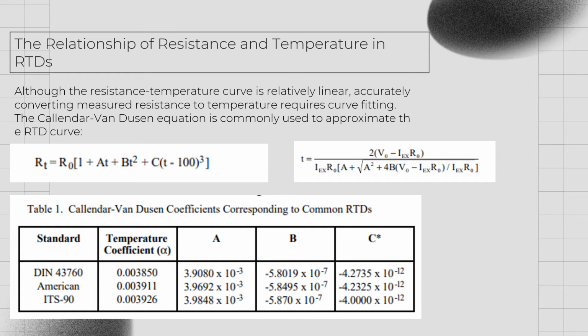If you pass a known current Ix through the RTD and measure the output voltage VO developed across the RTD, you can solve for T. There is an equation to solve for T.